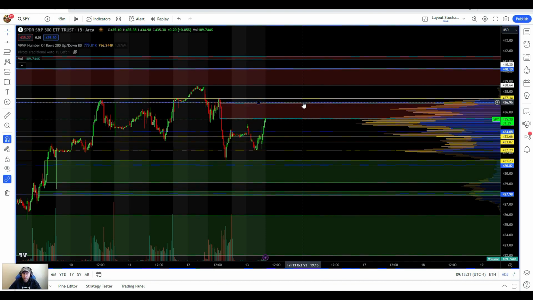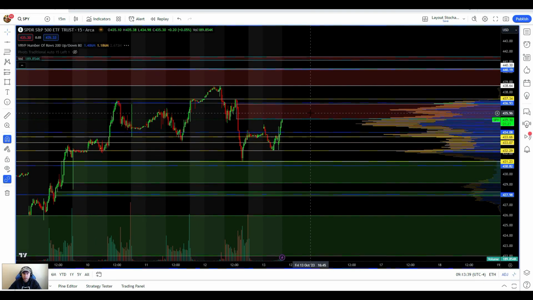And then also we have these daily pivots. Blue lines are daily pivots. We have one here, here, and then a couple down here as well. So just going to be watching these daily lines and these imbalances for reactions, just like every day. Want to see some reactions off of these levels.